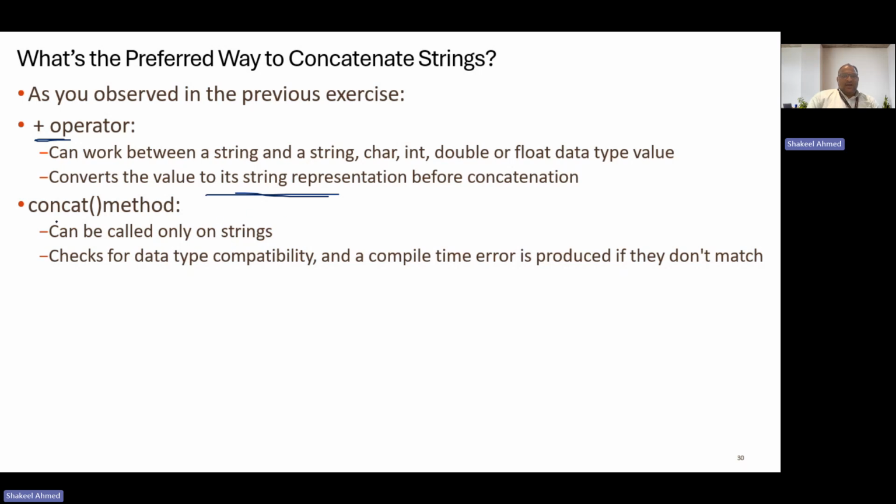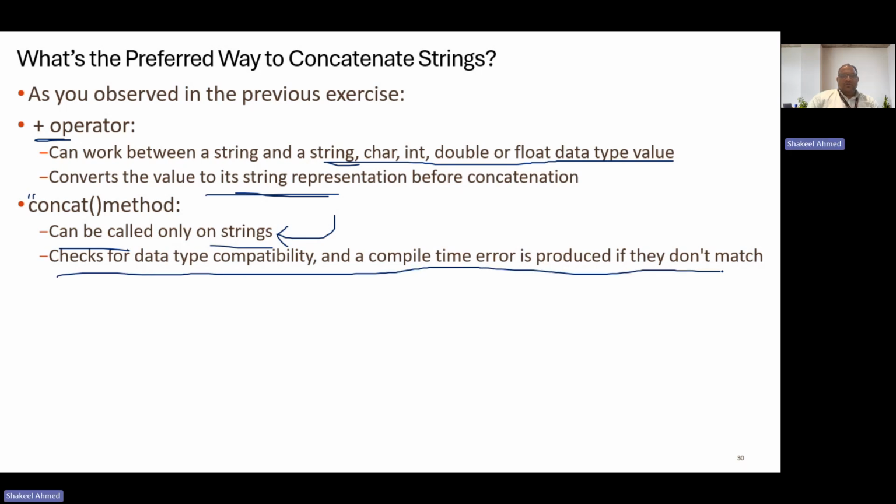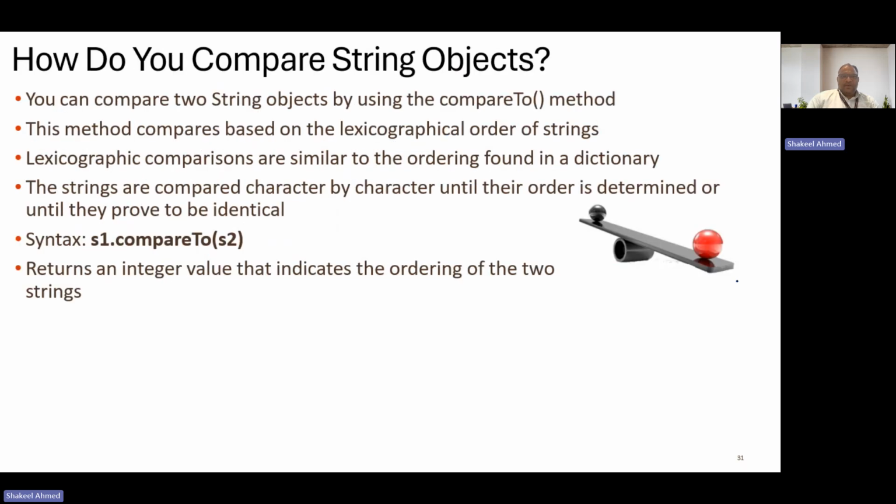Now here, the concat method can be called only on strings. So here is the variation. The plus can work for characters, integer, double, float, and all those things. But concat can work only on strings. Remember this point. It checks for data compatibility, and a compile time error is produced if they don't match. So if the strings are not matched, it will give you an error.